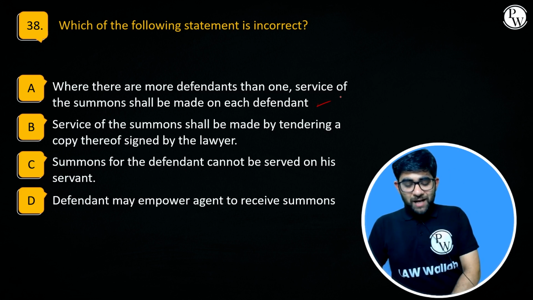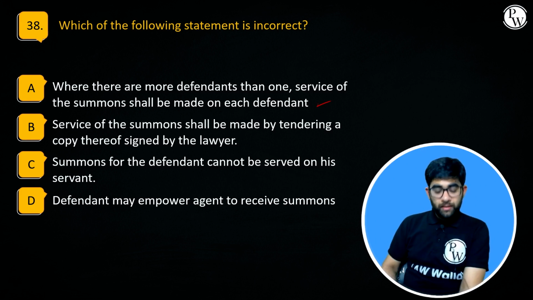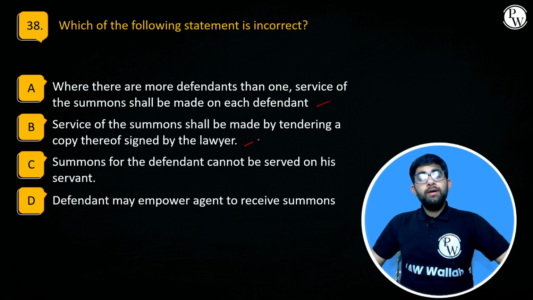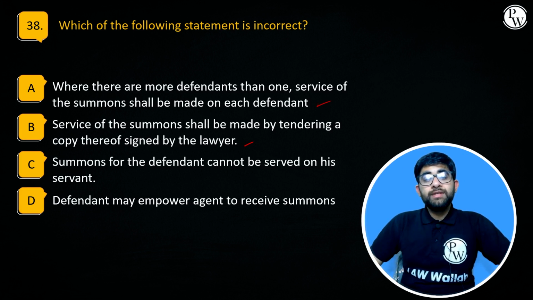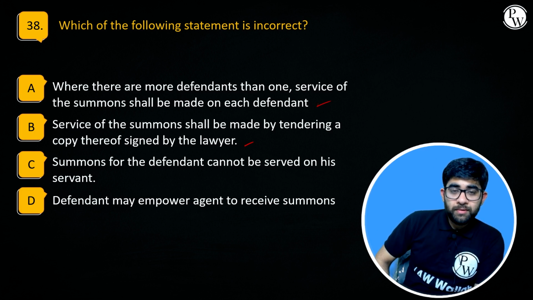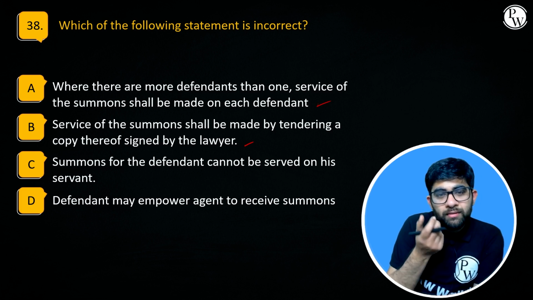Service of the summons shall be made by tendering a copy thereof signed by the lawyer. It is correct. Third is summons for the defendant cannot be served on his servant. Defendants may empower agent to receive summons. Which of the summons for the defendant cannot be?